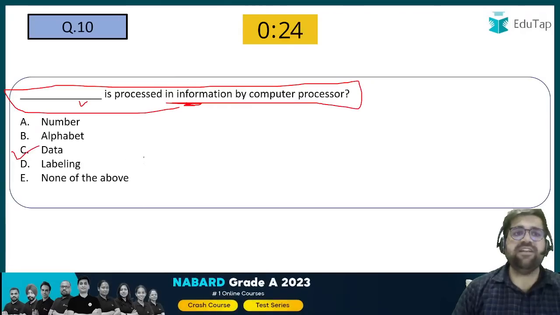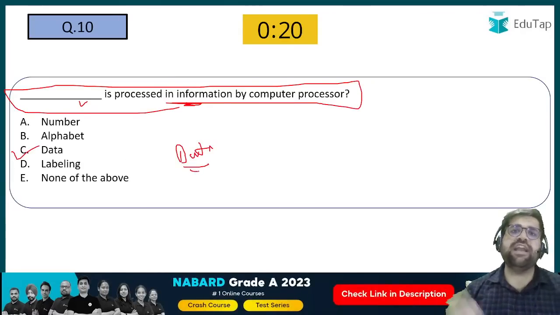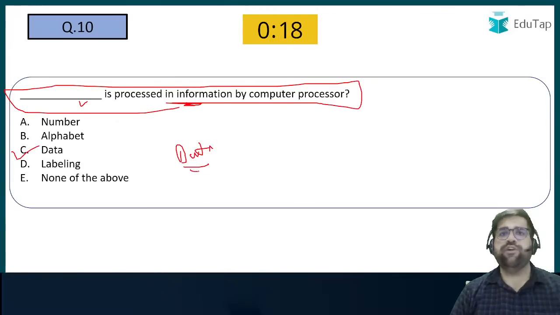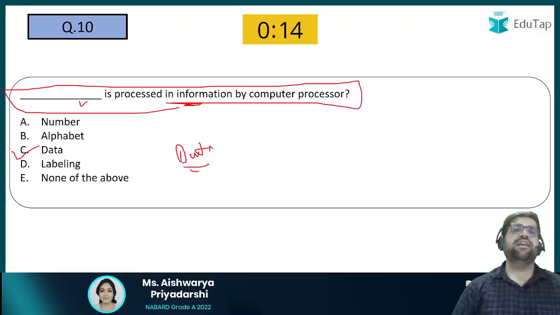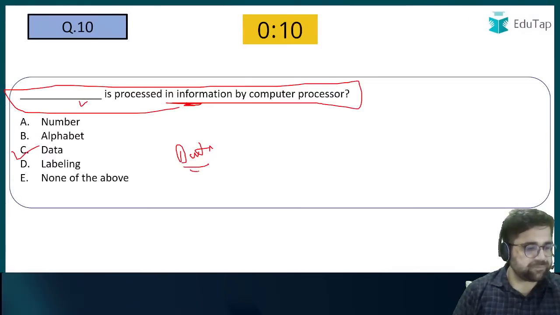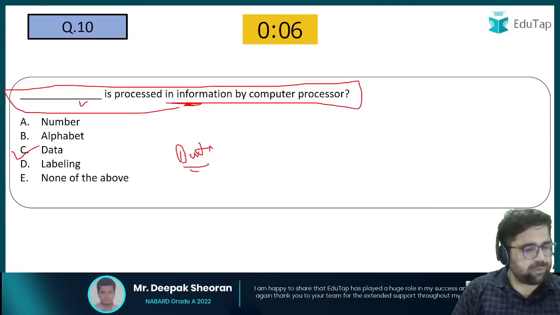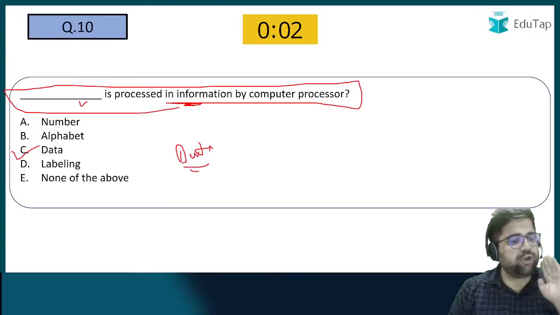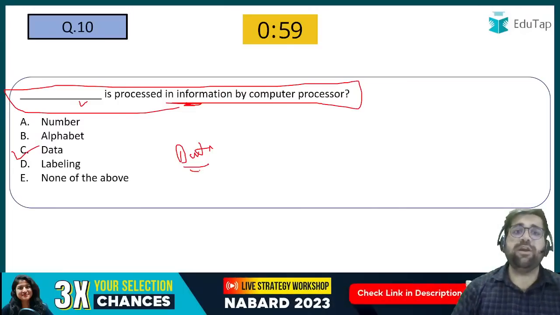Now, please tell me whether this particular statement is correct or wrong. Data is organized in nature. True or false? I again repeat the statement. Data is organized in nature. Is this statement true or false? No, Mohit. Whether this particular statement is correct or wrong? Yes, this particular statement is incorrect because data is unprocessed.